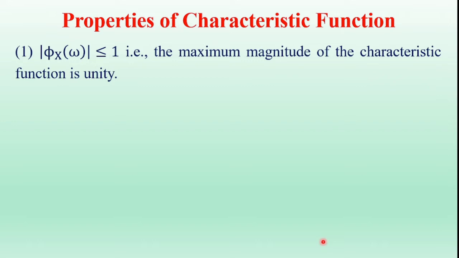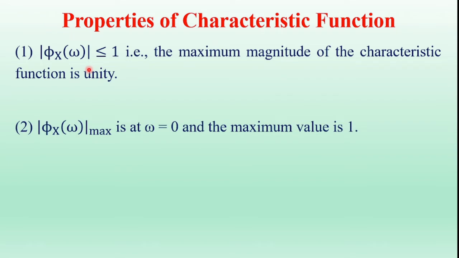There are some important properties of the characteristic function. The first one is that the maximum magnitude of the characteristic function is unity. That is, the magnitude of φx(ω) is less than or equal to 1. This was already explained in the concept of characteristic function. The second property is that the maximum value of the magnitude of the characteristic function is at ω equal to 0, and the maximum value is 1. This is also derived and explained in the concept of characteristic function.